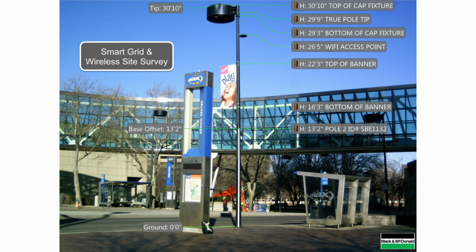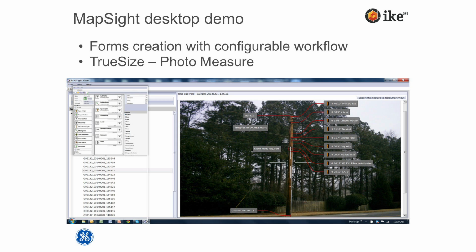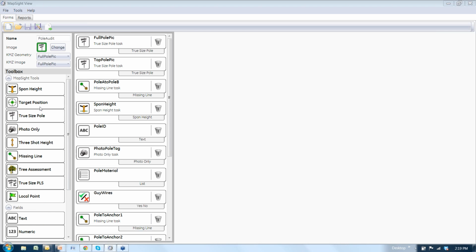In New York. What I'd like to do is move from the device and get into a live demonstration of our MapSight desktop. Quick reminder, it's for forms creation as well as the ability to measure poles and photos after they're shot. You should recognize these tools that we pointed out earlier.